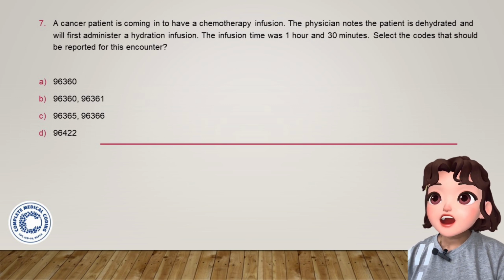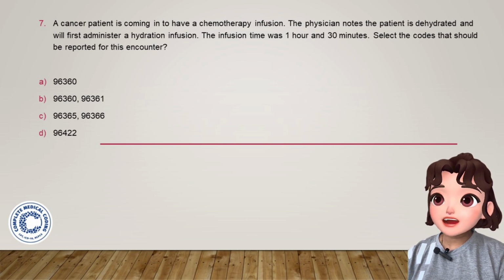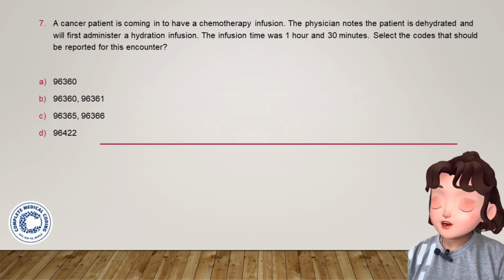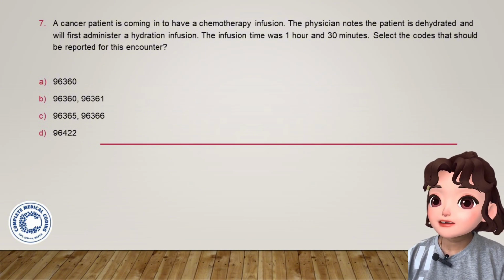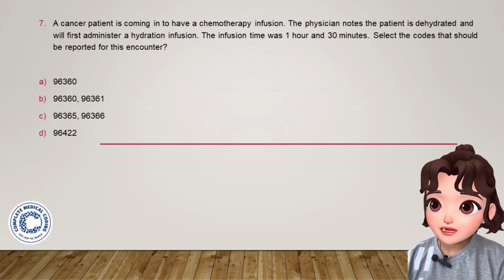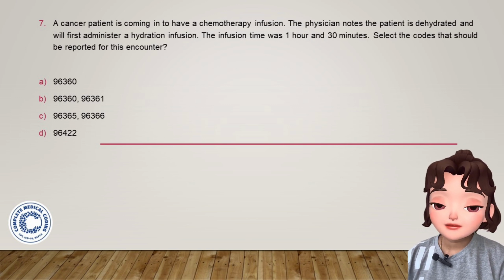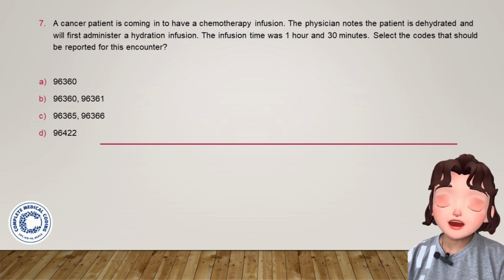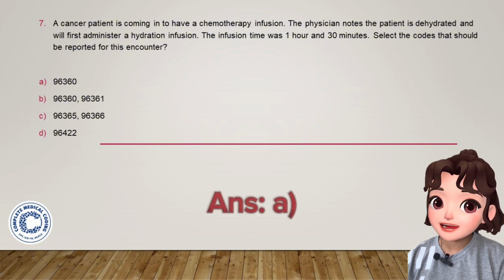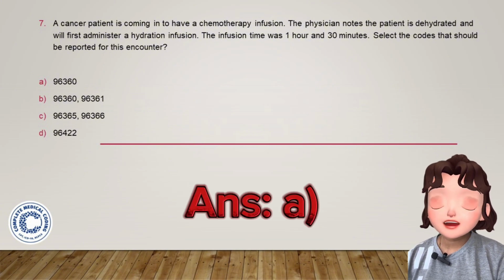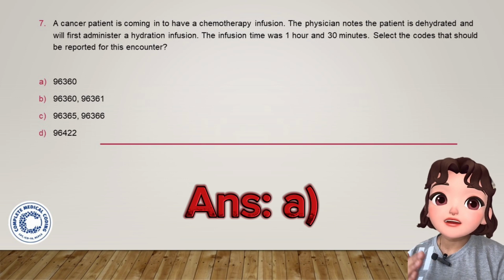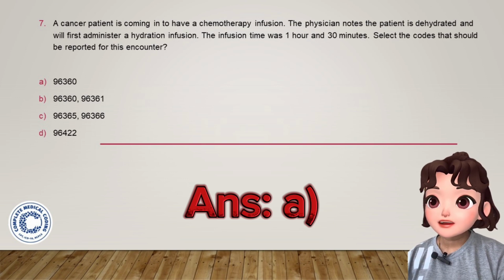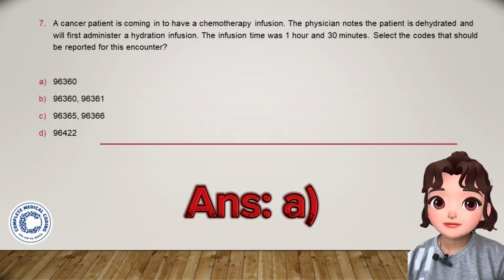So it means if our time reaches 2 hours, then only we will use the add-on code 96361. Since our infusion time is only 1 hour and 30 minutes, we will use only the initial code 96360, which is our answer. Okay, so our answer will be option A, 96360. This is how you need to code for the hydration codes. You have to code each hour separately. So the answer is option A.